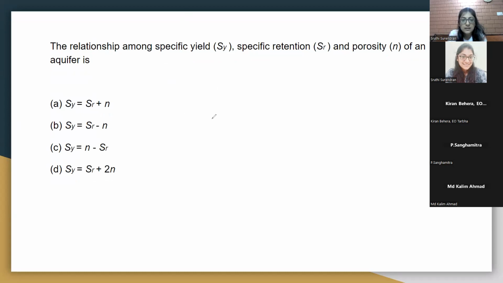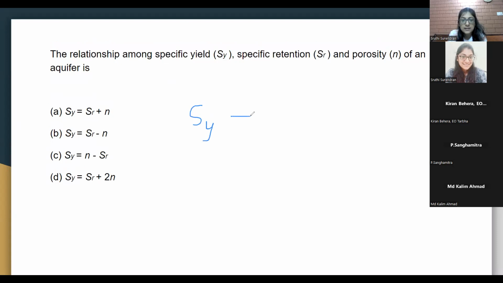It is Sy plus Sr is equal to porosity. This is the relationship between specific yield and specific retention, Sr. You have to be careful when you see this relation. Specific yield is equal to n minus Sr, where n is porosity. So be careful about it.